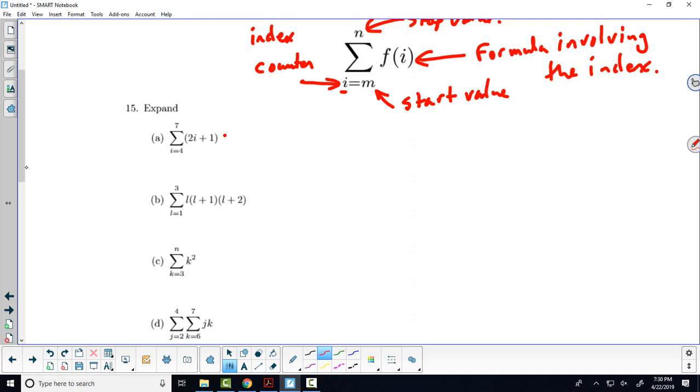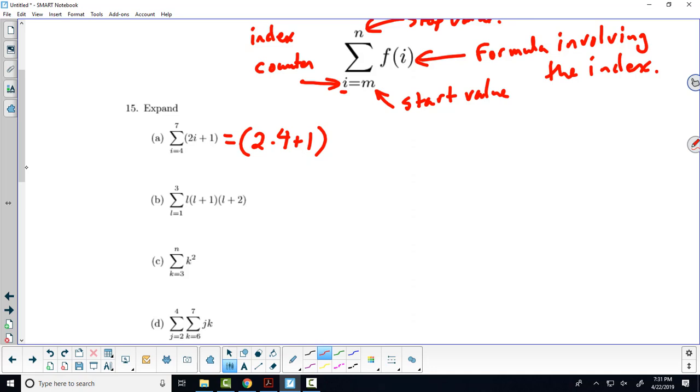We'll do this first one together. Here I've got a summation. It means add up a bunch of things. What am I going to be adding up? A bunch of 2 times a number plus 1, repeating that operation and adding it each time. My index here is I, and where am I starting? When I is 4. So the first entry looks like 2 times 4 plus 1. We have now written out the entire formula where I is 4.